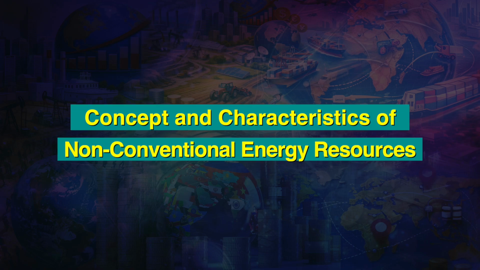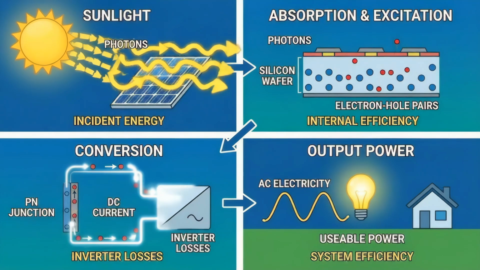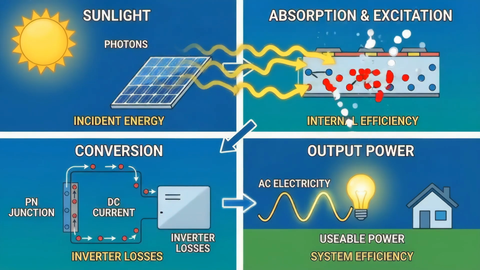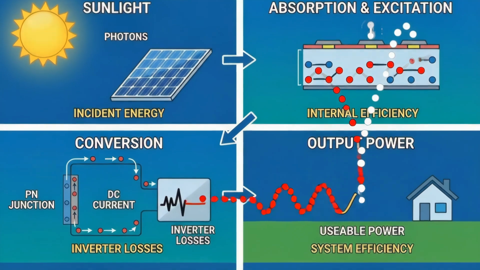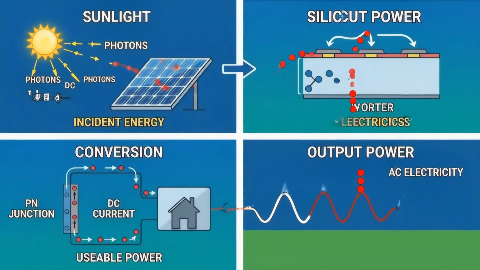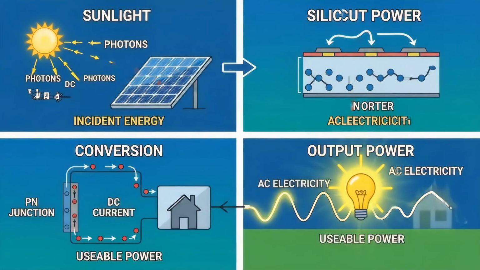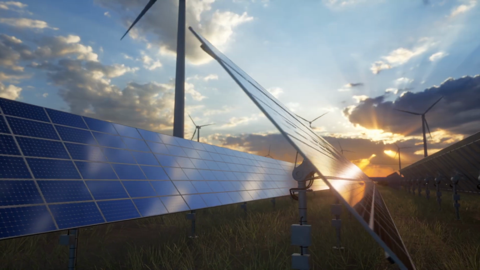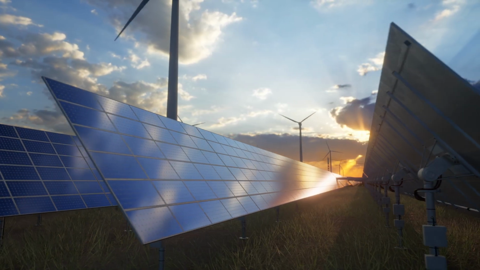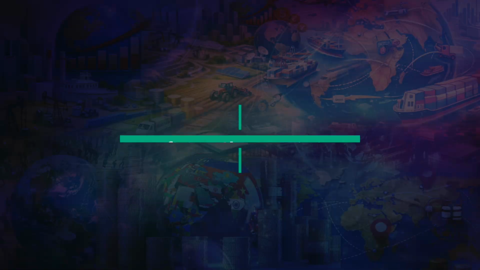Concept and characteristics of non-conventional energy resources. Non-conventional energy resources are those resources of energy that come as a result of natural processes that are naturally self-renewable within human time. These resources are radically different from traditional fossil fuels when it comes to availability, impact on the environment and their sustainability. Defining characteristics. Renewability. The non-conventional energy sources are self-renewed by the natural cycle.